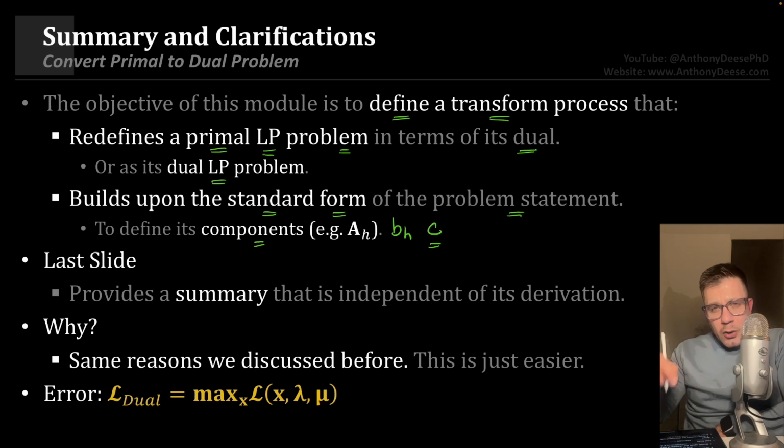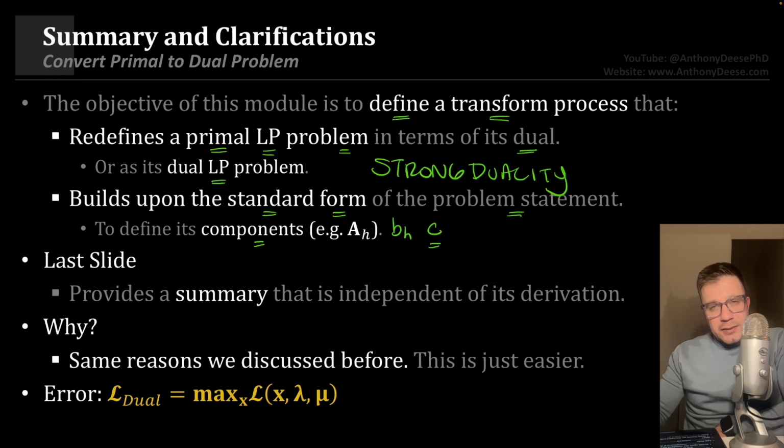Now, one thing that I didn't write explicitly on here, but is very important, is that strong duality applies to this linear programming problem, which means that the solution that the dual form yields should be equal to that which the primal form yields. It doesn't provide simply a bound. Now, the last slide that we just looked at is a really important one. It provides a summary of this transform between the linear and the dual form that's independent of its derivation. So you don't really have to understand most of this module, all that derivation, in order to understand the last slide and comprehend how to transform the primal form of the linear programming problem to its dual form.